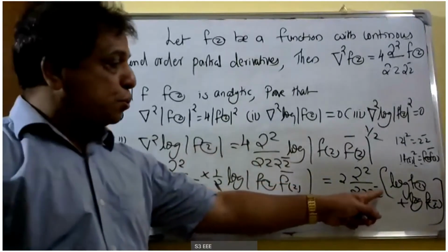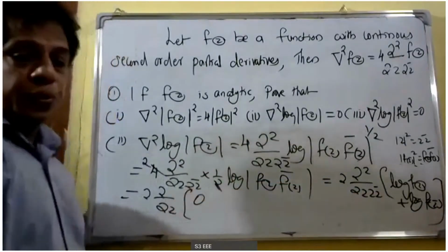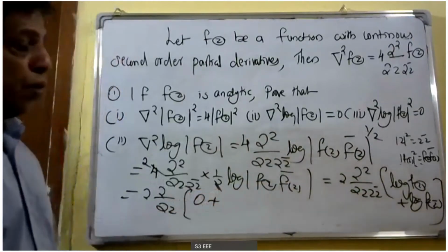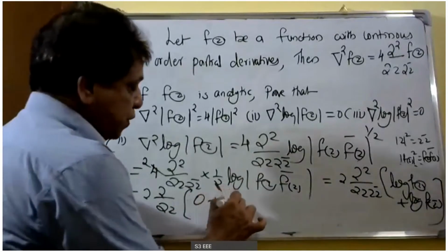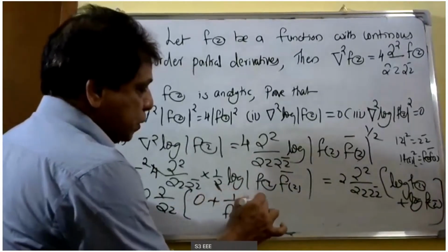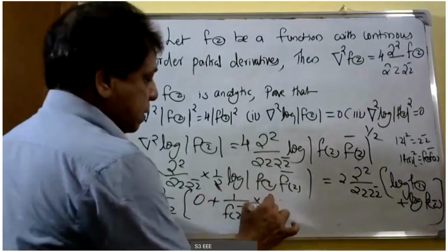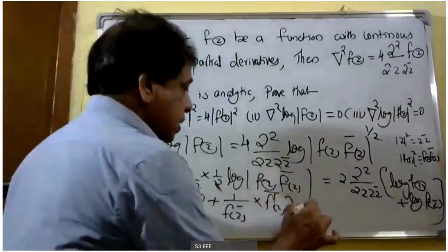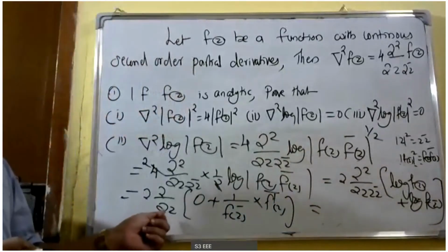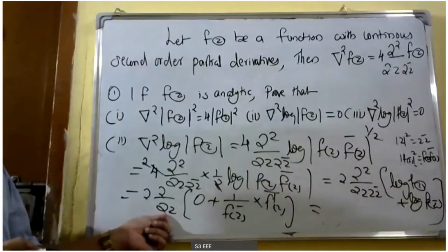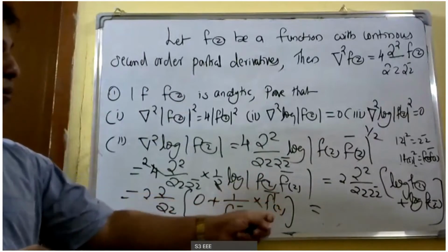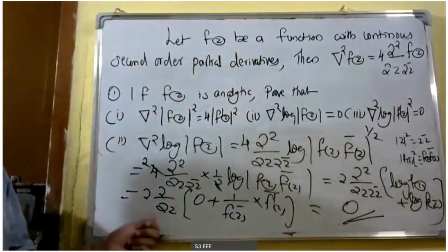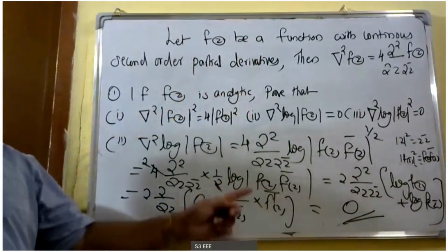That is 2 into dou by dou z of, first we differentiate with respect to z bar. The first term will be 0 plus, in the second case, 1 by f(z bar) into f dash z bar. Then we differentiate with respect to z. This is z bar and this is z bar. Therefore, the answer will be 0. When we differentiate partially with respect to z, the net result will be 0. This is the second result.